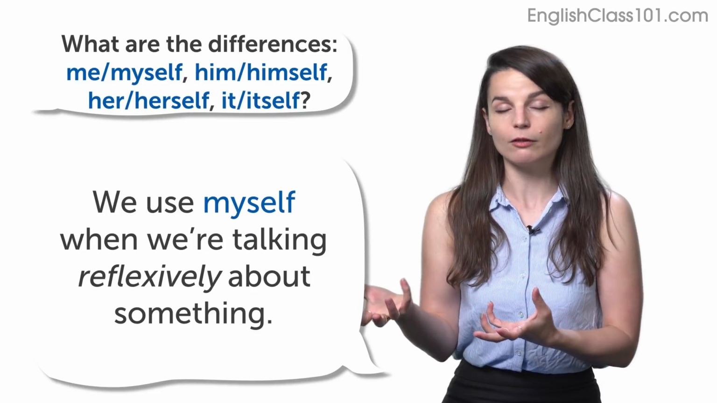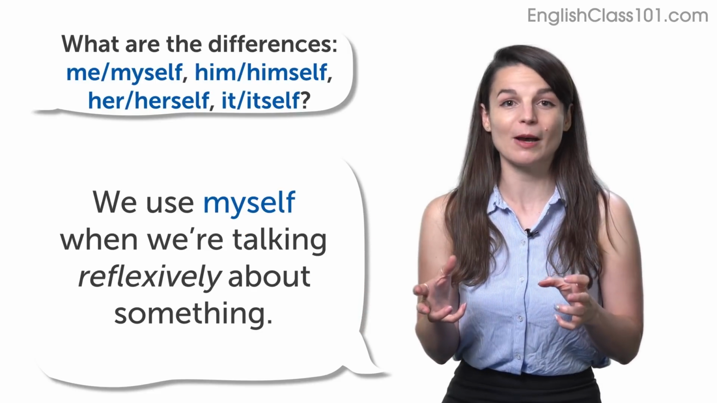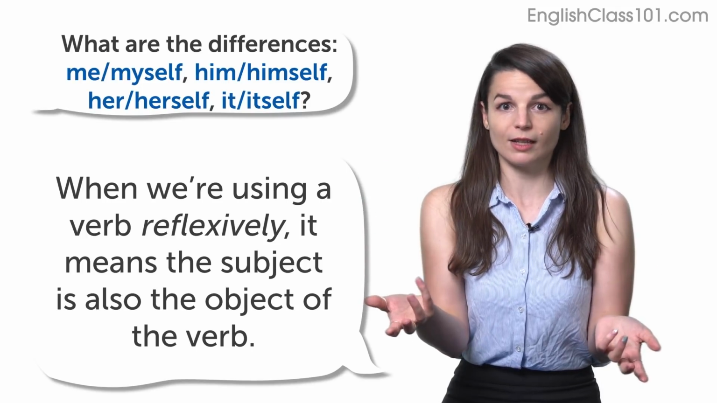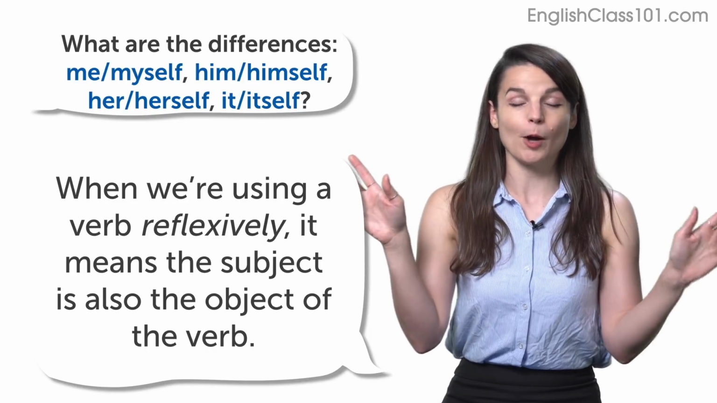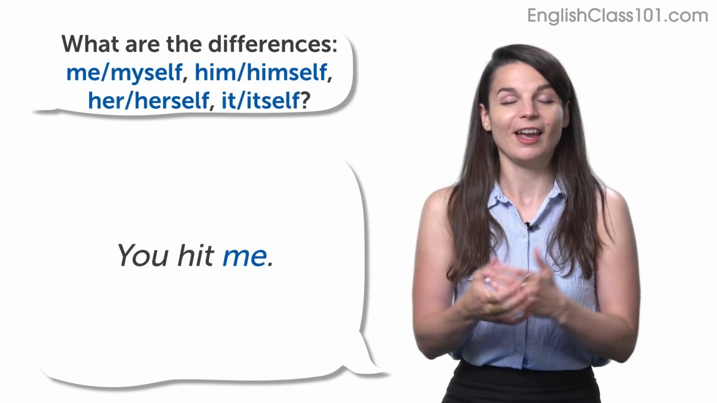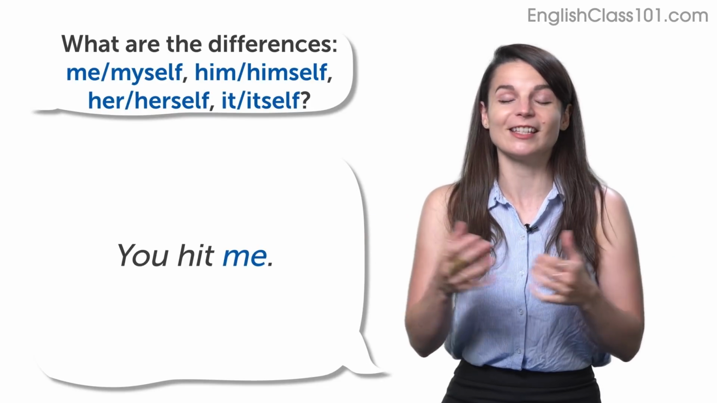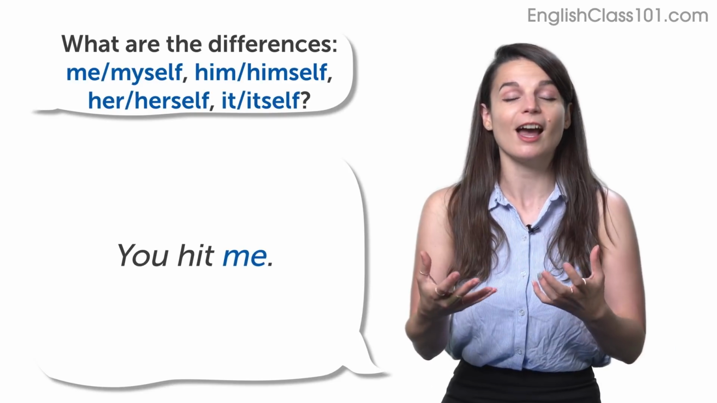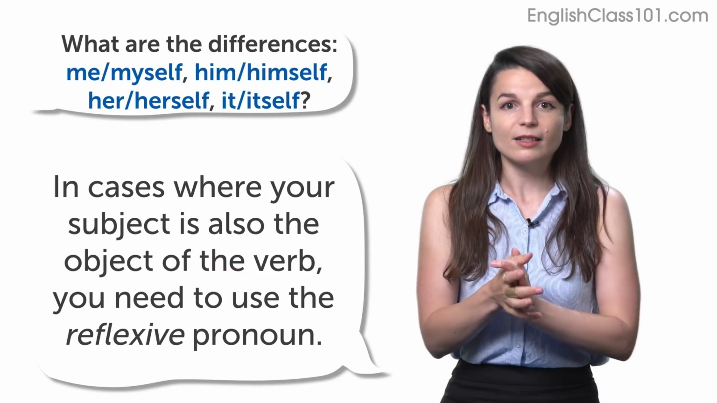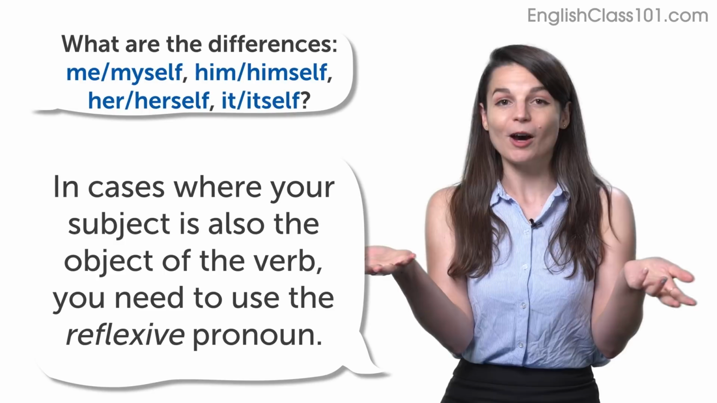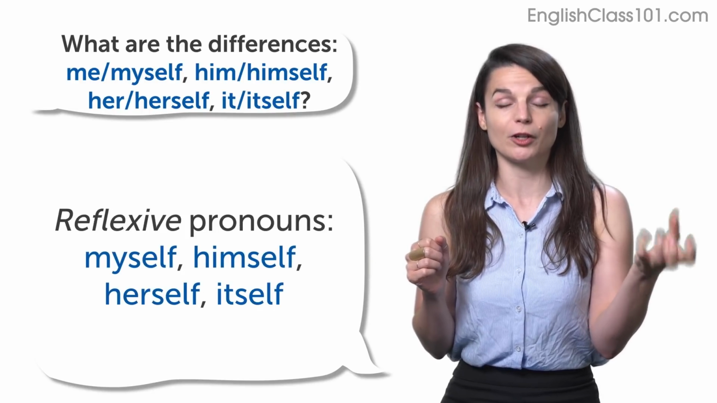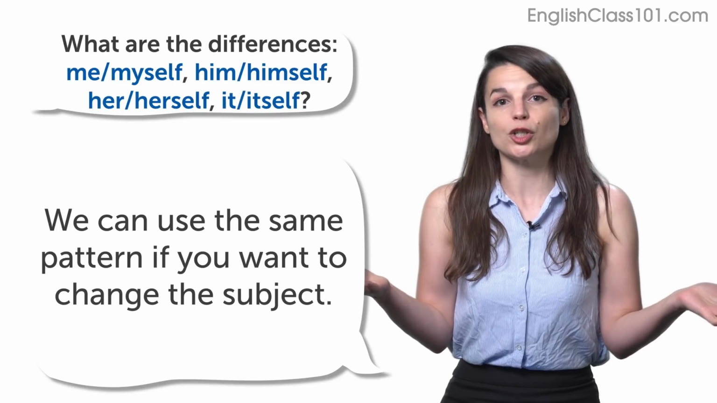We use myself when we're talking reflexively about something. So what does that mean? When we're using a verb reflexively, it means that the subject is also the object of the verb. So I used hit in my example sentence, like you hit me. If I want to use hit reflexively, I would say, I hit myself. I would not say, I hit me. So in cases where your subject is also the object of the verb, you need to use this reflexive pronoun, so itself, himself, herself.